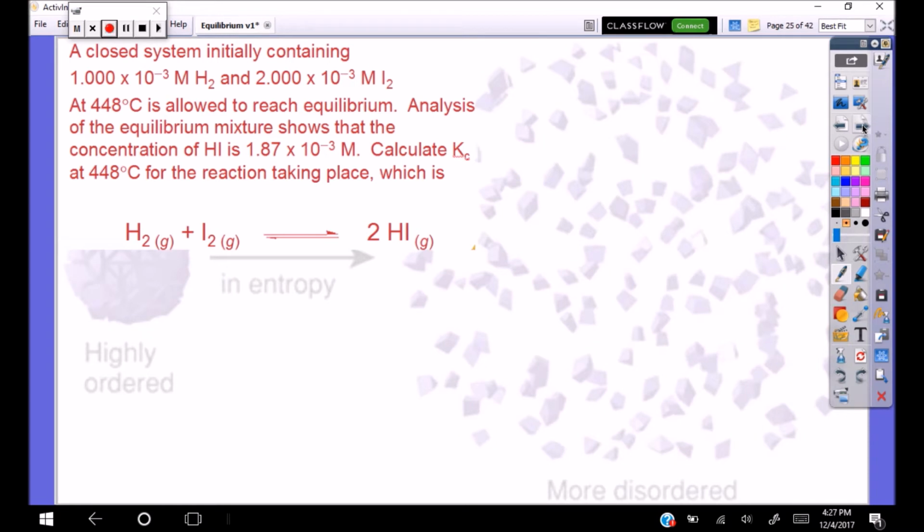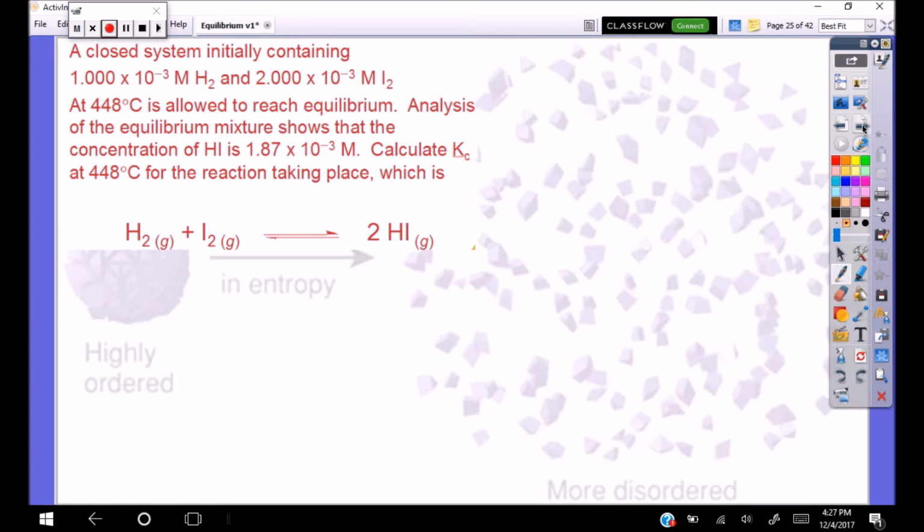It says a closed system initially containing 1.000 times 10 to the negative third molar hydrogen and 2.000 times 10 to the negative third molar iodine gas at 448 degrees Celsius is allowed to reach equilibrium. Analysis of the equilibrium mixture shows that the concentration is 1.87 times 10 to the negative third molar for HI, which is our product. And they want us to calculate Kc.